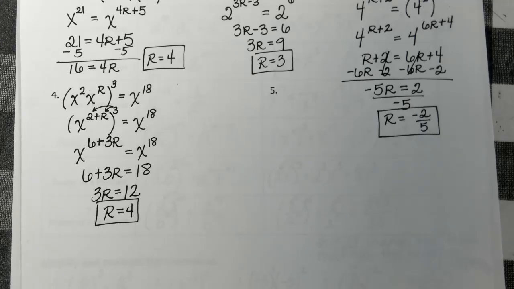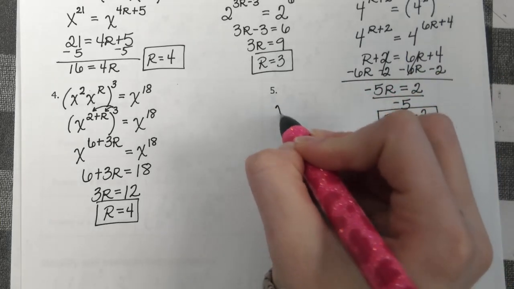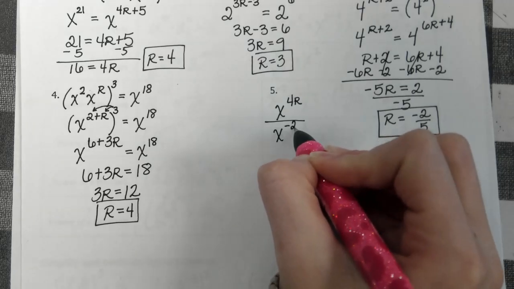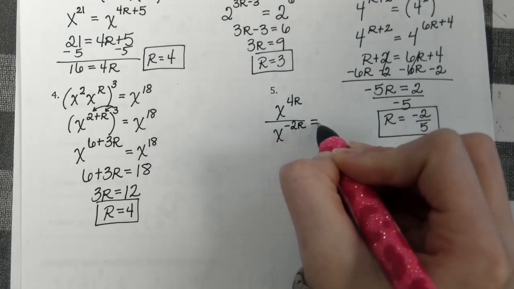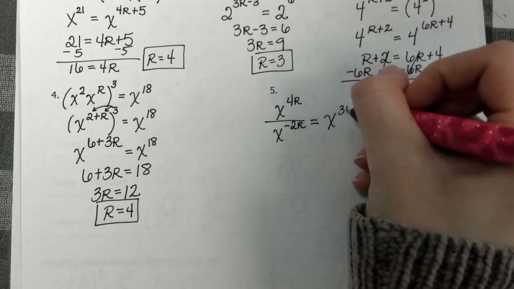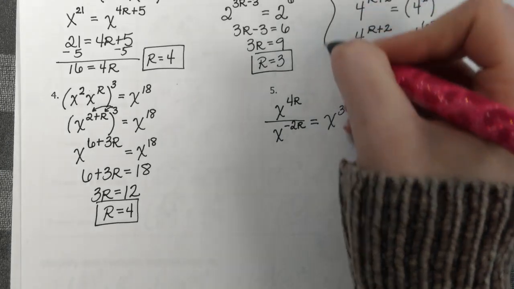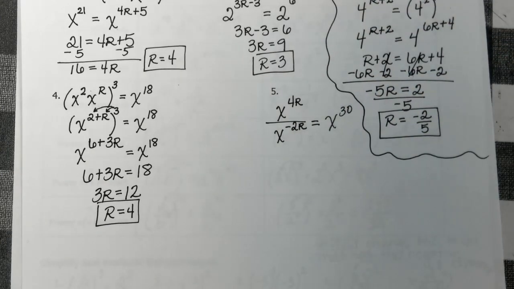Okay. Number 5, I have x to the 4r over x to the negative 2r equals x to the 30th. What do I do with that? Okay, I can do that, or I could just subtract.